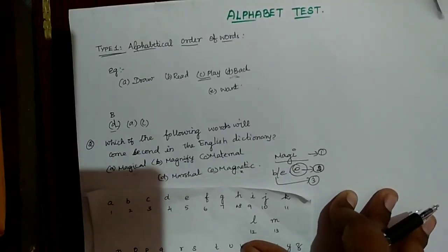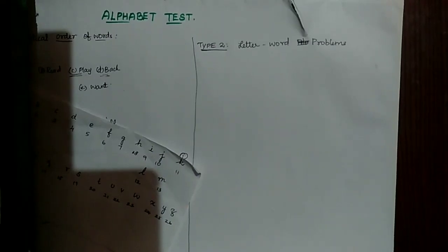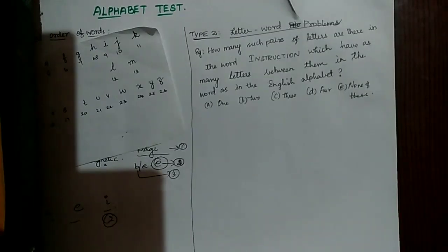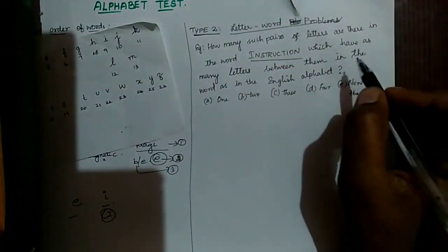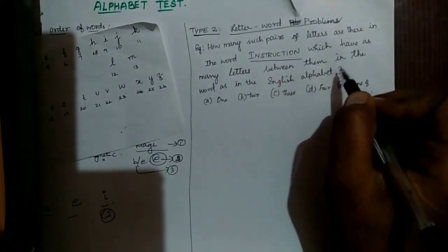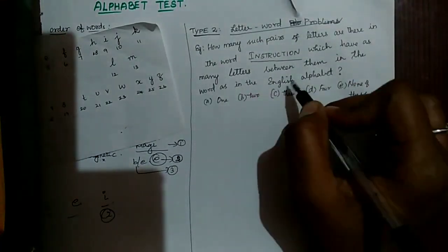So let's go with the second type. The second type is letter-word problems. This will be slightly different from type 1. These types of problems are very easy and interesting, but quite complex when there is no practice in solving them. Okay, now let's get into the question. How many such pairs of letters are there in the word INSTRUCTION which have as many letters between them in the word as in the English alphabet?